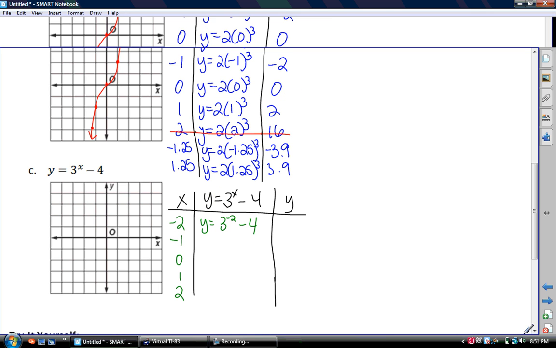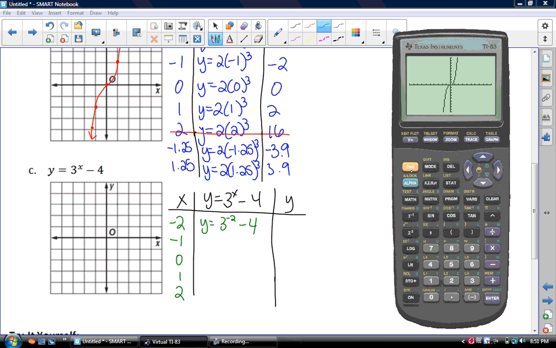So I'm going to use the calculator here just to make the math a little bit easier, because really the focus right now is on graphing the correct graph. It's not really on whether or not you can do this correctly, though you should be able to anyway. But right now I just want to make sure that we can get the correct graph. So 3 to the -2 minus 4.